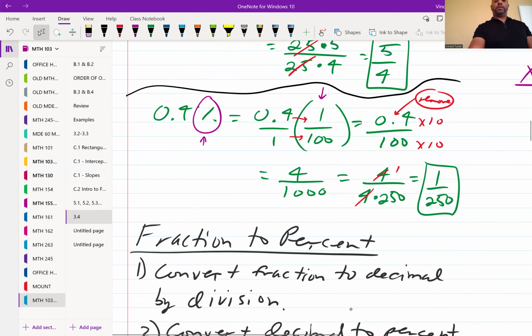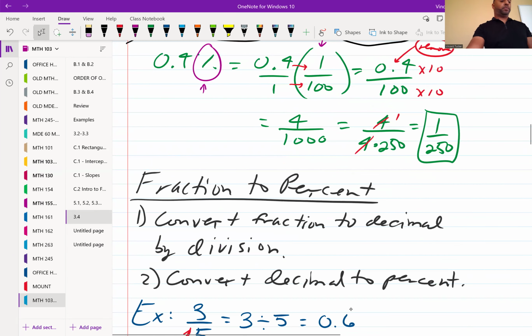Next conversion, fraction to 2%. So we can convert the fraction to a decimal by division, and then convert decimal to percent, like we talked about earlier.